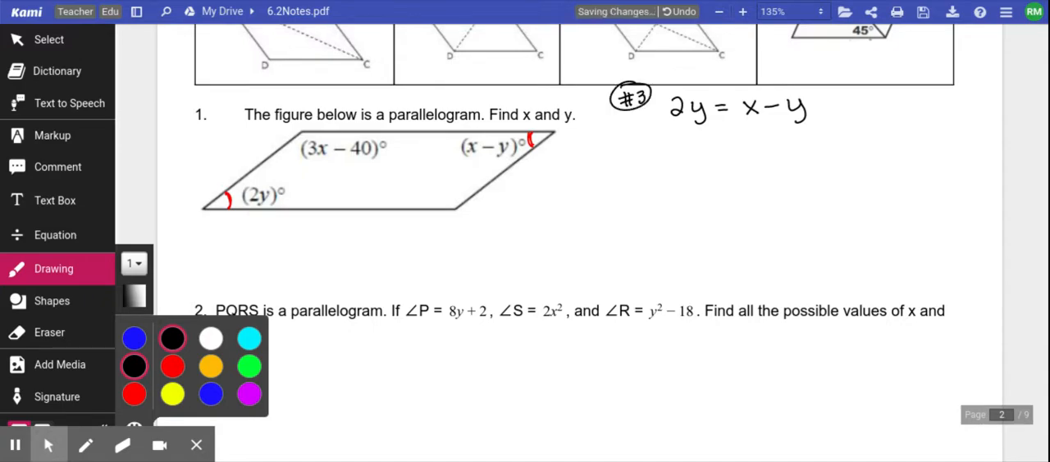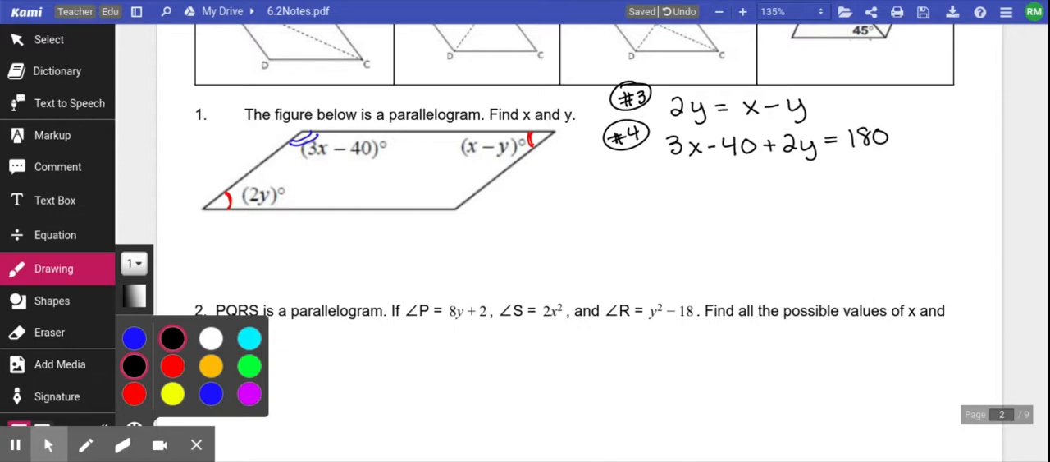Okay, the next equation that I'm going to come up with is using property number 4 that tells us that consecutive angles are supplementary. So that's property number 4. So then I can write this equation here, that 3x minus 40 plus 2y equals 180, and that is because of property number 4. I have two equations now, and in order to solve, I either need to use substitution or elimination. The choice is yours.